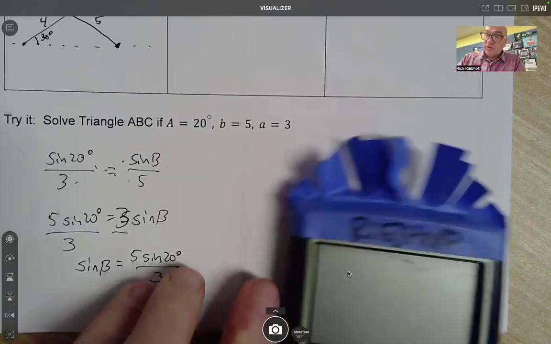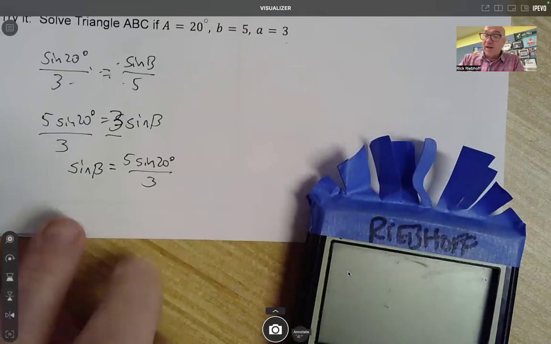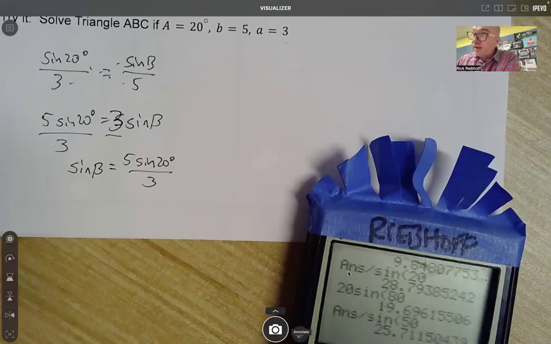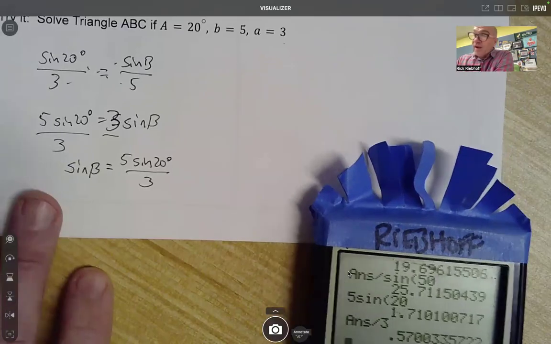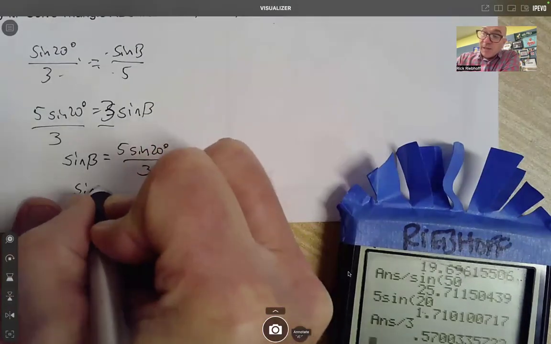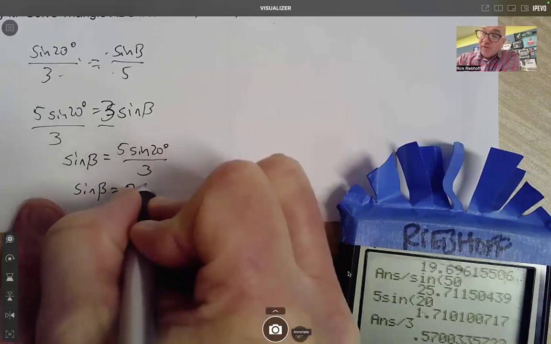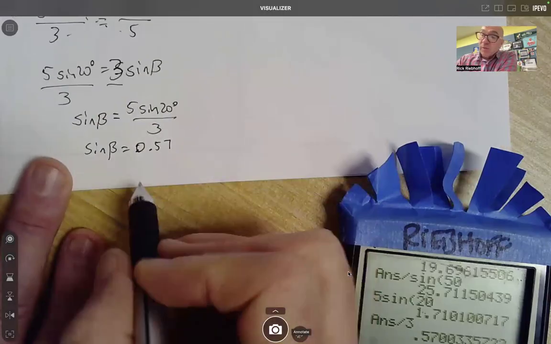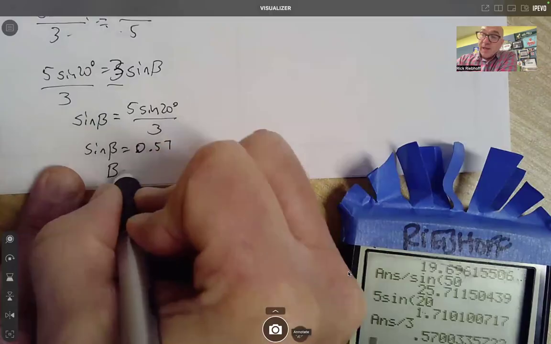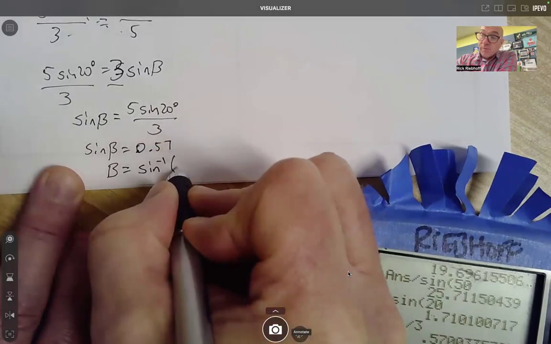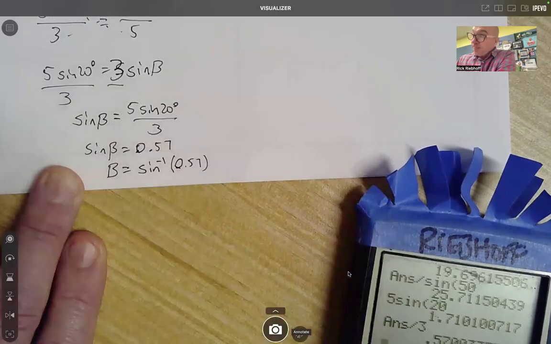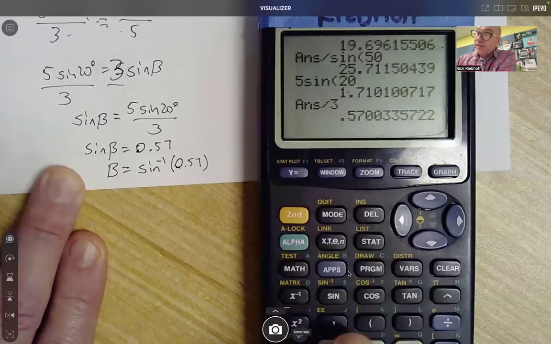So let's just plug that in, and then we're going to have to undo this, right? So we'll show you how to undo this. This is tricky. So 5 sine 20, again, make sure you're in the right mode. We're going to divide by 3 equals, so 0.57. So sine of B equals 0.57. To undo this, we're going to do the inverse sine. So B is equal to sine inverse or arc sine of 0.57.